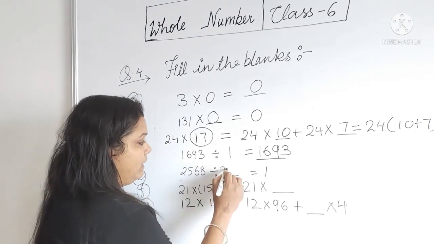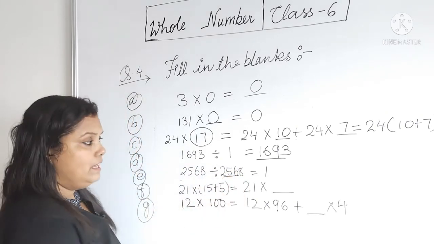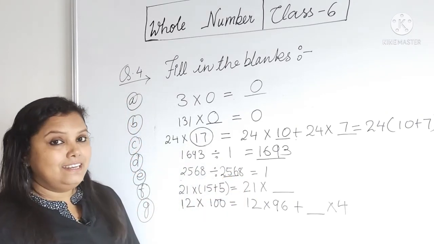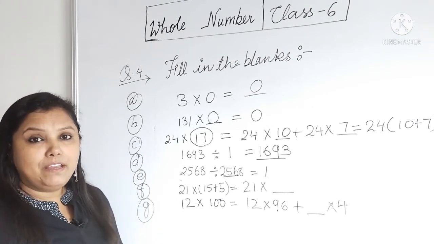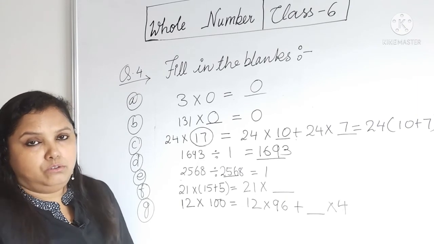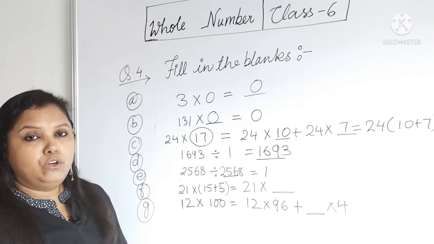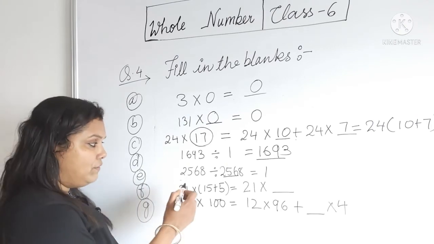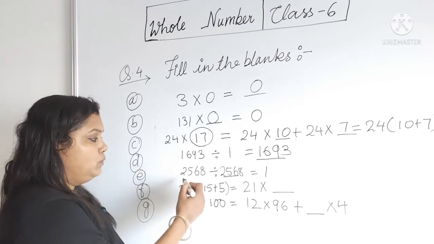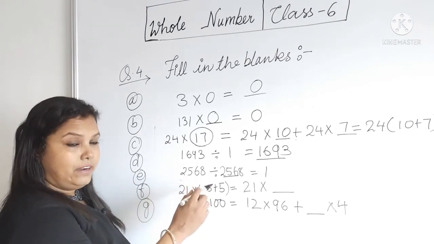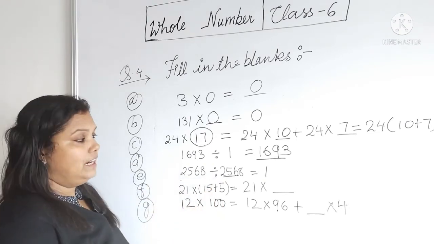So 2568 divided by 2568 equals 1. You can understand this with some simple examples, like 2 divided by what equals 1? 2 divided by 2 equals 1. 4 divided by what equals 1? 4 divided by 4 equals 1. Likewise, 2568 divided by what equals 1? 2568 divided by the same number, that is 2568, you will get 1.